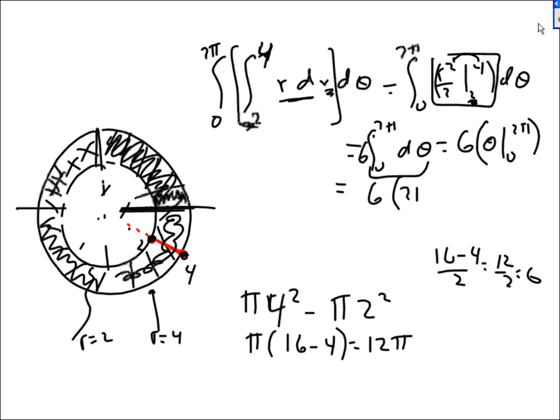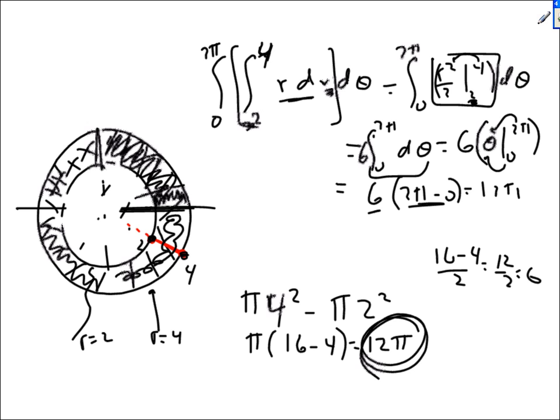You plug in 2 pi for theta, minus, then you plug in 0. You get 2 pi. 6 times 2 pi is 12 pi. Exactly what we were supposed to get.